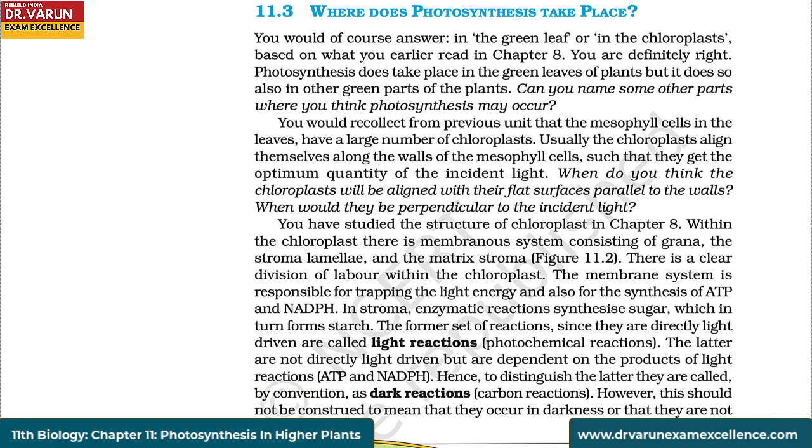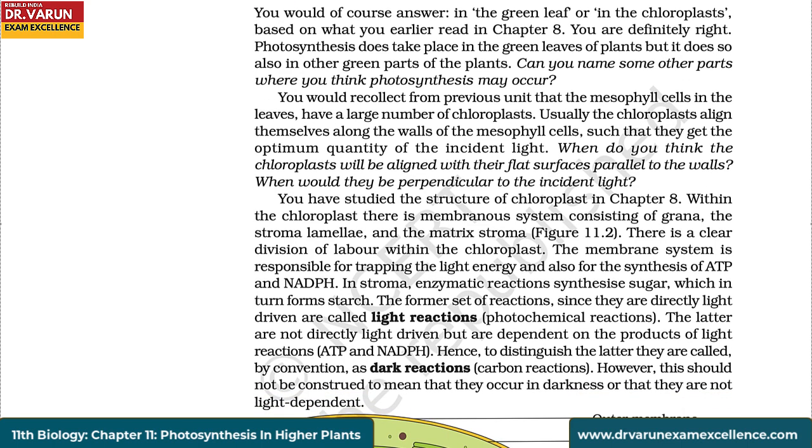You would recollect from the previous unit that the mesophyll cells in the leaves have a large number of chloroplasts. Usually the chloroplasts align themselves along the walls of the mesophyll cells such that they get the optimum quantity of the incident light. When do you think the chloroplasts will be aligned with their flat surfaces parallel to the walls? When would they be perpendicular to the incident light?